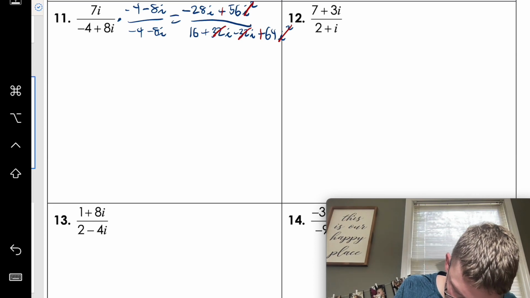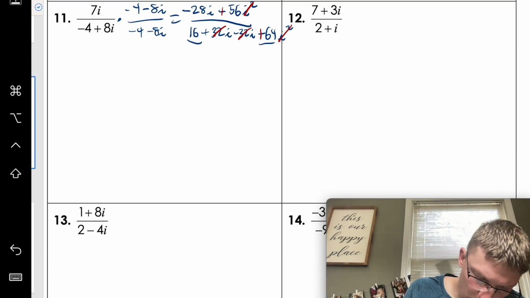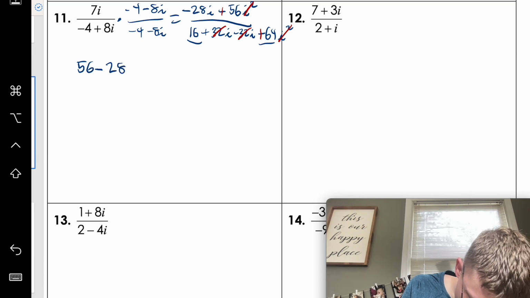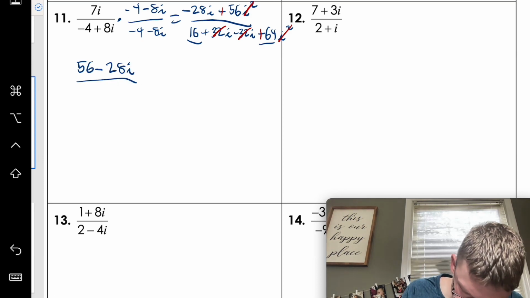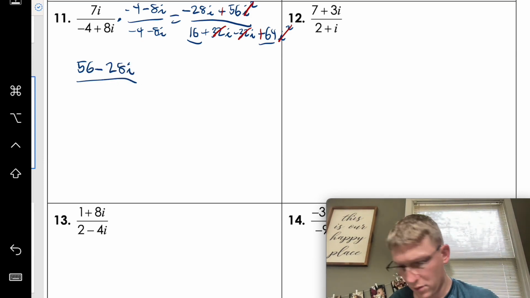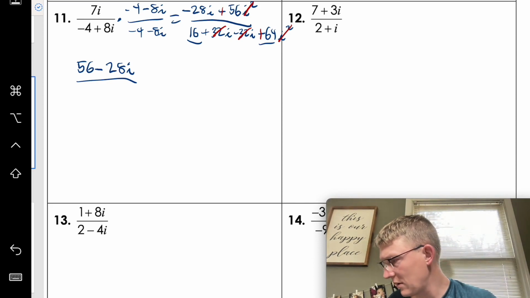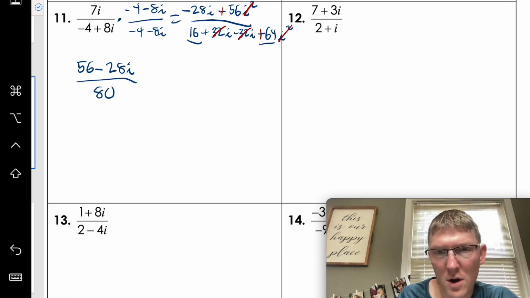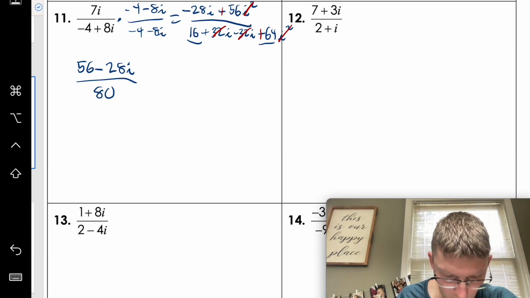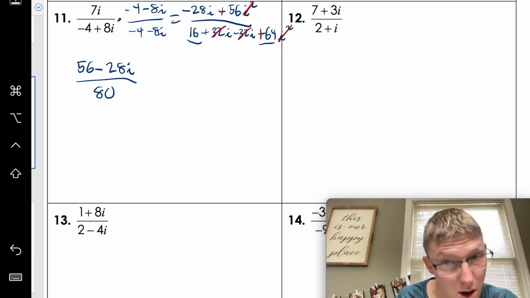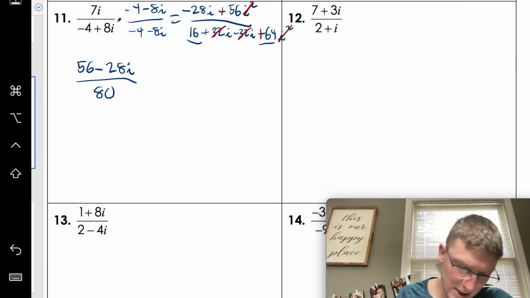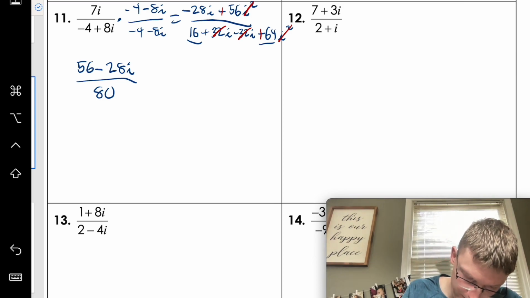These are going to cancel out. We'll combine this. And what do we have left over? We got 56 minus 28i over 64 plus 16, 80. From there, we can't pull a 2, but we can also pull a 4. So let's do the 4.